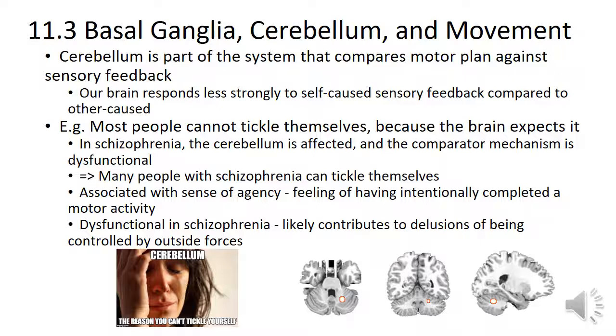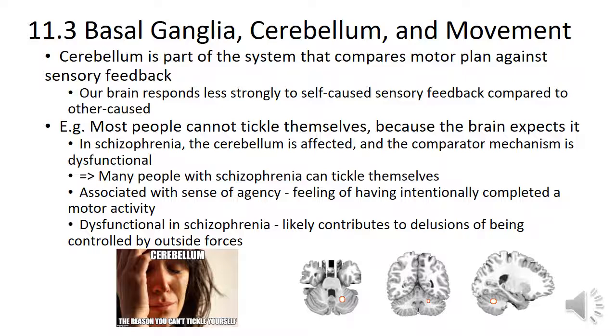In schizophrenia, the cerebellum is one of the parts of the brain that's affected, and this comparator mechanism comparing the motor plan against the sensory feedback is dysfunctional. As a result, many people with schizophrenia, especially people who are actively symptomatic, can actually tickle themselves. They can surprise themselves because this comparator is broken, or at least dysfunctional.